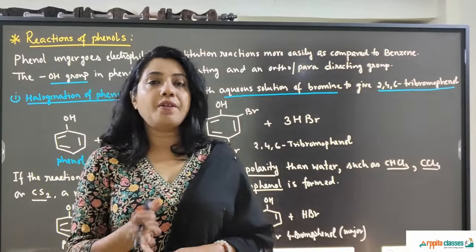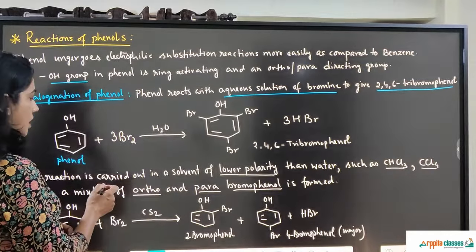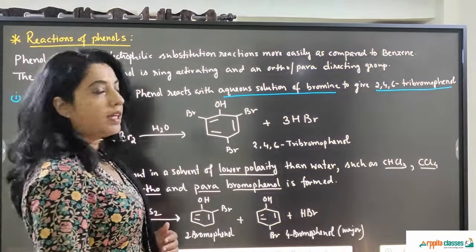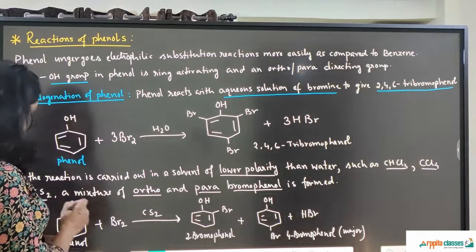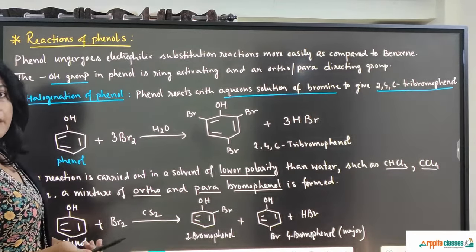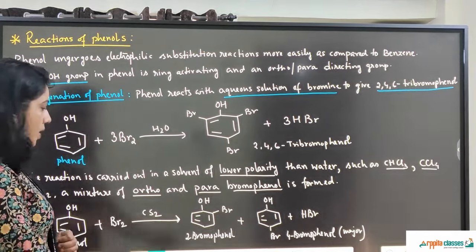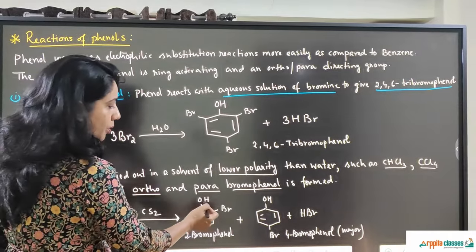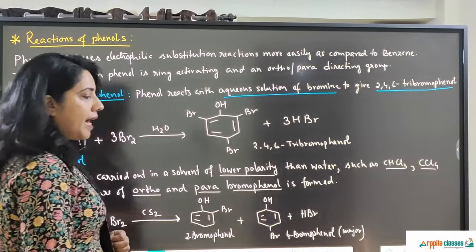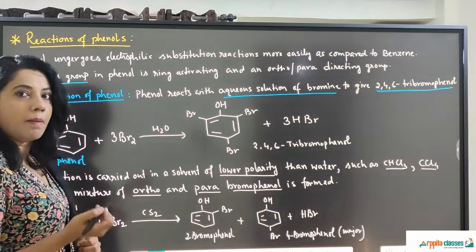So if the same halogenation reaction is done in the presence of a lower polarity solvent like chloroform, CCl4 or CS2, chloroform, carbon tetrachloride or carbon disulfide, we get a mixture of ortho and para-bromophenol. So that is how here we get ortho-bromophenol and para-bromophenol, and para-bromophenol will always be the major product.